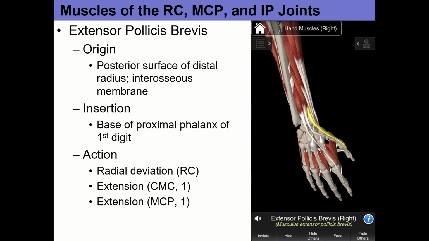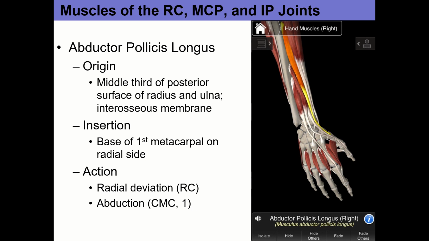Somebody really stretches their wrist into hyperextension, and then they have pain there in the snuff box between those 2 tendons. We would suspect potentially they have a scaphoid fracture. So those are the 2 long thumb extensor tendons. And then running right next to brevis is our abductor pollicis longus.